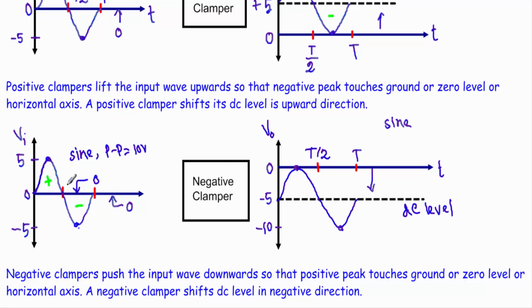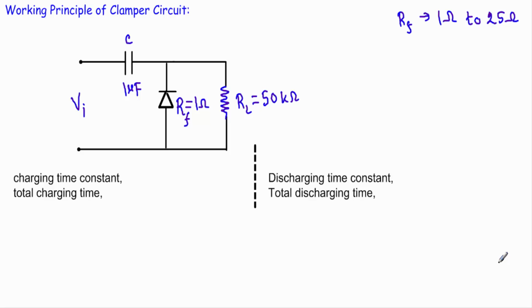It has a peak to peak value of 10 volt. Here we have also peak to peak value of 10 volt. So a clamper circuit does not change the wave shape and also the peak to peak value of the input signal. Okay, now I will talk about the working principle of a clamper circuit.